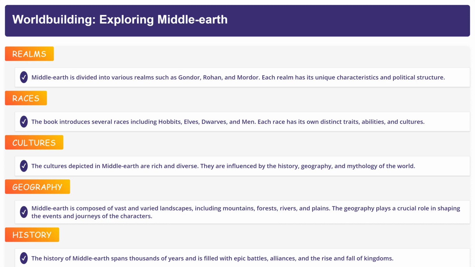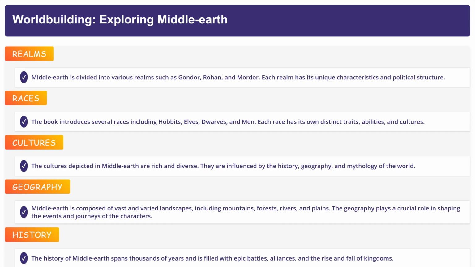Firstly, Middle-earth is divided into various realms such as Gondor, Rohan, and Mordor. Each realm has its own unique characteristics and political structure. Next, let's explore the races. The book introduces several races including hobbits, elves, dwarves, and men. Each race possesses distinct traits, abilities, and cultures.